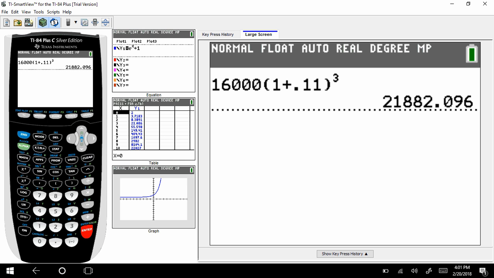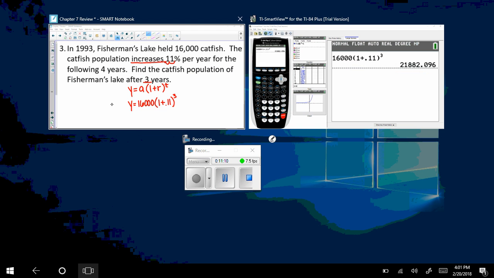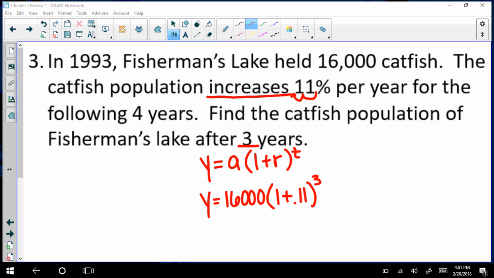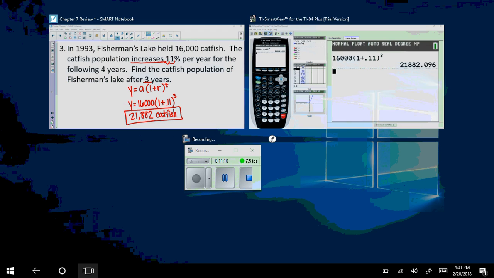Now, this problem doesn't make sense to leave decimals, because we're talking about actual catfish. Just like if we're talking about people, we can't talk about half a catfish or half a person. So then we're just gonna cut it off. So 21,882. So you always have to have a label on these real world problems.